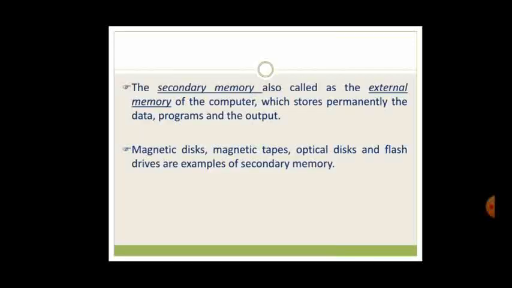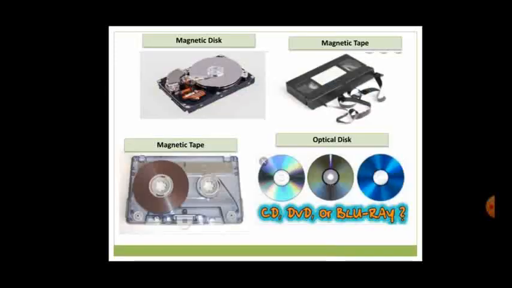The second one is secondary memory. The secondary memory is also called the external memory of the computer, which stores data permanently. Okay, there are different types of secondary storage. Magnetic disk, magnetic tape, optical disk and flash drives are some examples of secondary memory. Here you can see the magnetic disk, that is the hard disk, we call it a hard disk. Okay, so in the hard disk we have the magnetic disk.